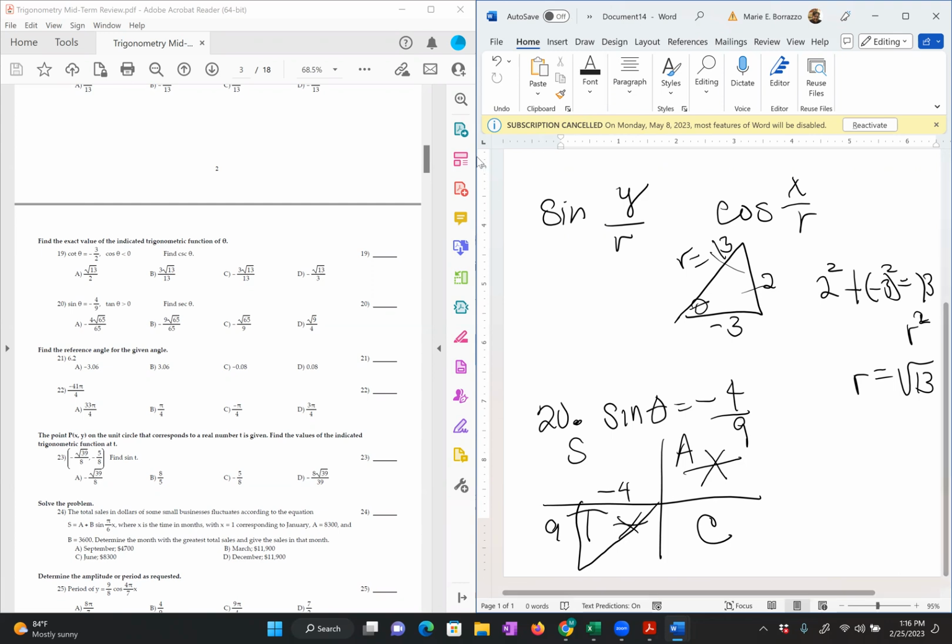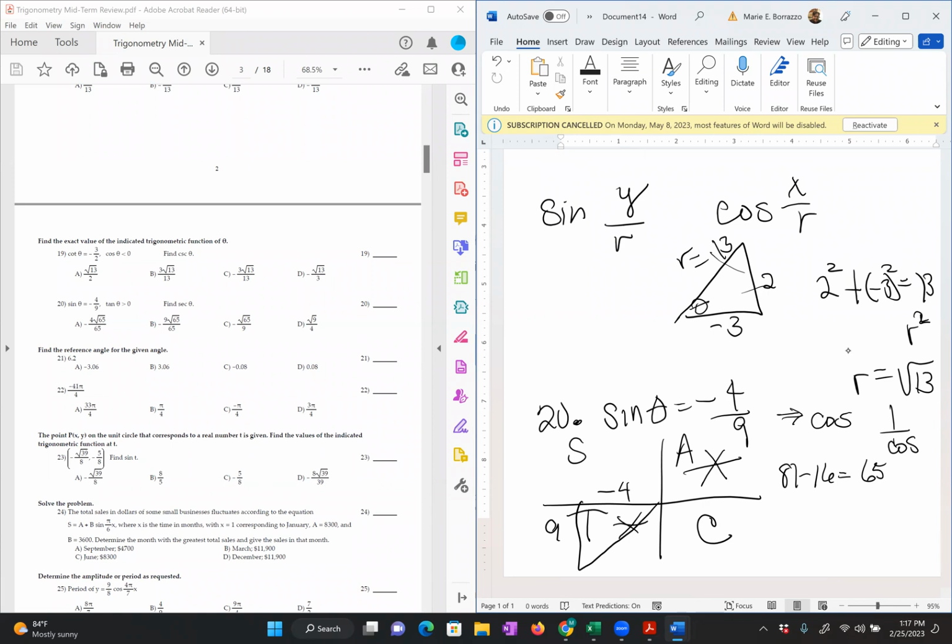Let's see, this is number 20. Oh, they want the secant. So secant reverts back to the inverse of cosine. So 1 over cosine would give us secant. Okay, let's go back to the basics. 81 minus 16 is going to give us 65. Keep that in mind. So 65 is part of your answer.